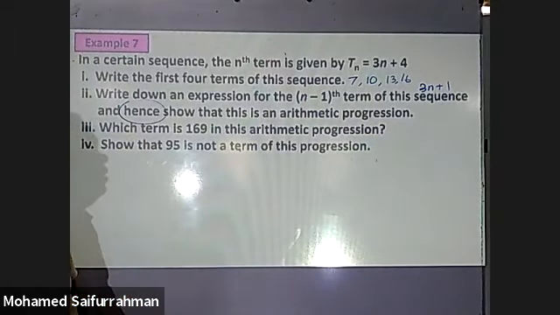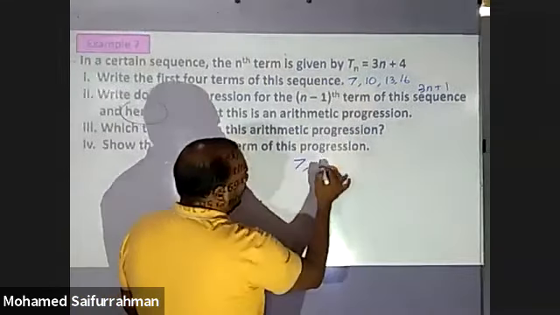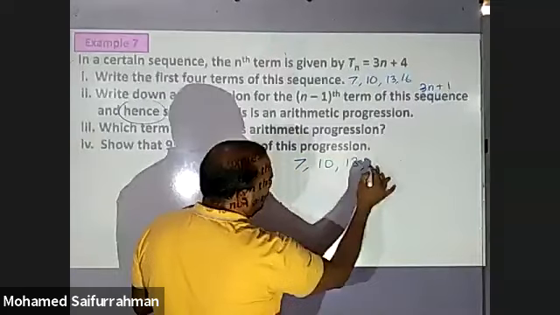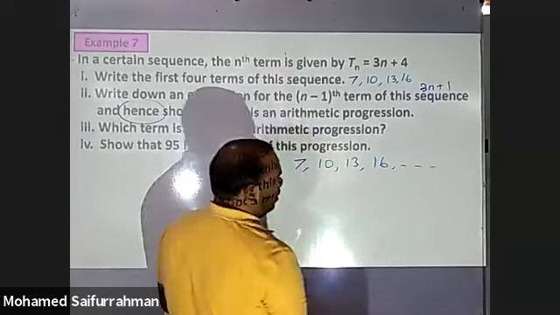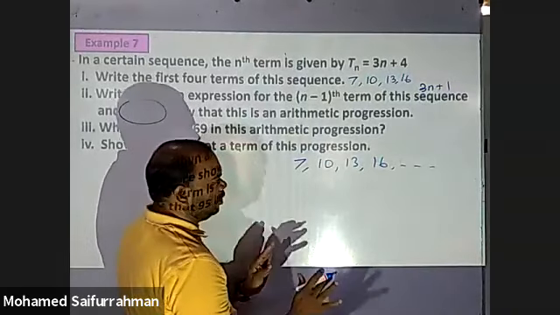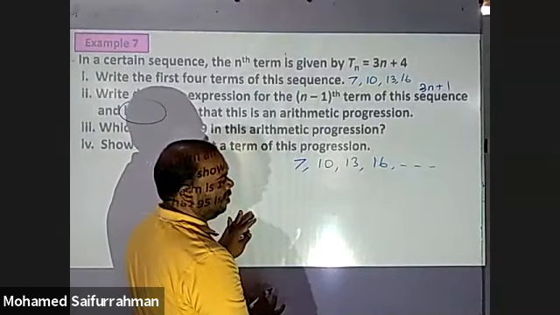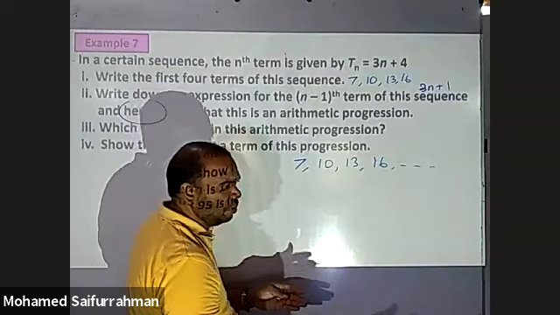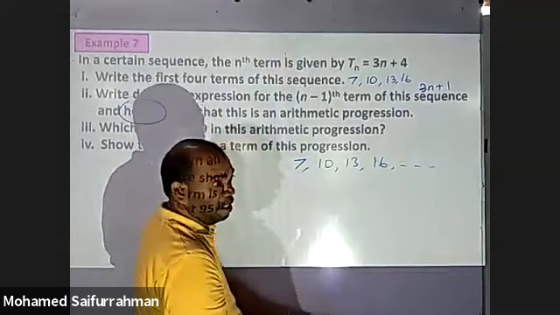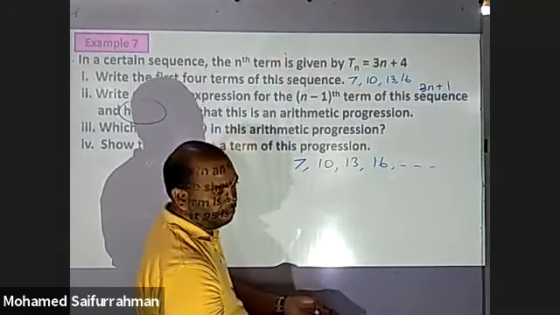Hence, show that this is an arithmetic progression. So, students, already here, by observing the terms, this is confirmed: this is an arithmetic progression. Right? In the exam, if they ask you to prove this is an arithmetic progression, show that the terms are in an arithmetic progression.